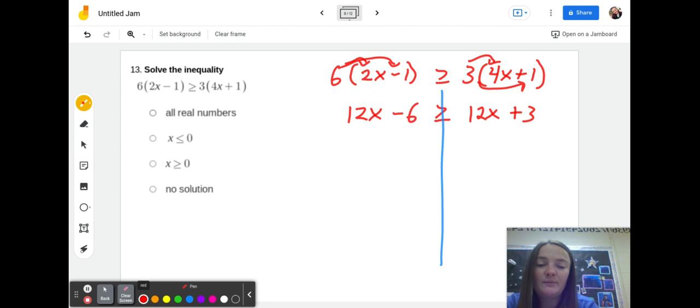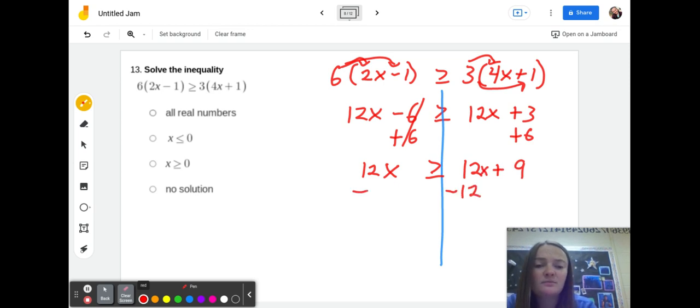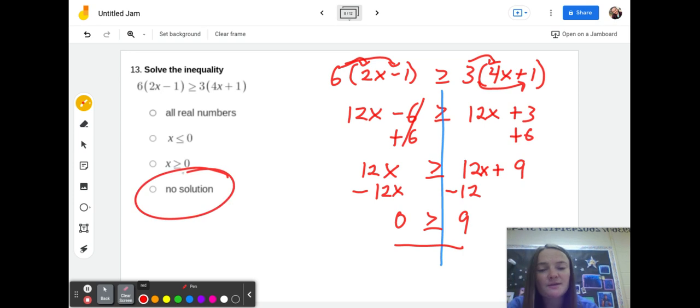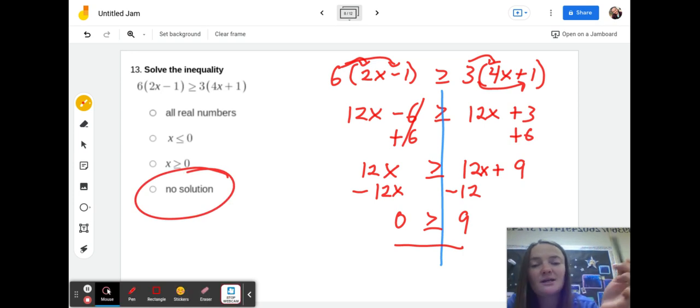I'm going to try to move all of my numbers to the right and my variables to the left. So I'm going to add 6 on both sides. So what I'm going to get is 12x plus 0 is greater than or equal to 12x plus 3 plus 6 is 9. I'm going to subtract 12x on both sides. And so 12x minus 12x is 0, and I get 0 is greater than or equal to 9. Well, this is not true. 0 is not greater than or equal to 9, and because I got this, I can actually say that there is no solution that's going to work in this case, because 0 is not greater than 9.